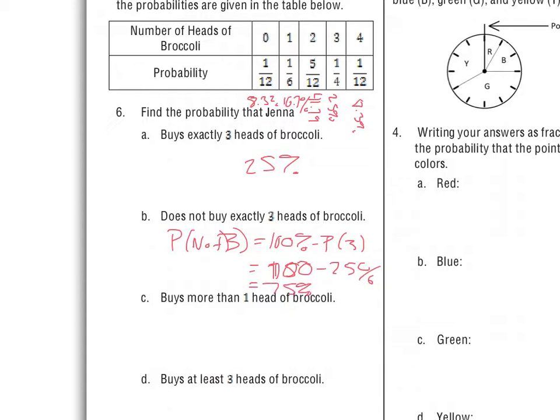Buys more than 1 head of broccoli. There's a couple different ways to think about this one. You can add up the 3 pieces, or you can subtract 0 and 1 from 100%. I would say for me, I'm going to go ahead and just add them. 41.7 plus 25% plus 8.3%, and that's going to give me 75%.